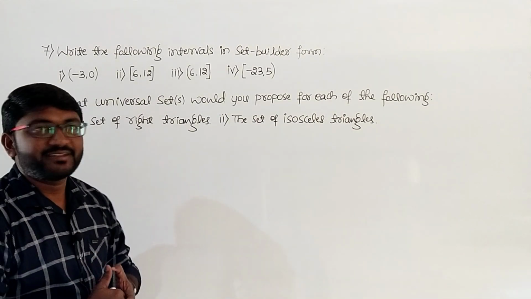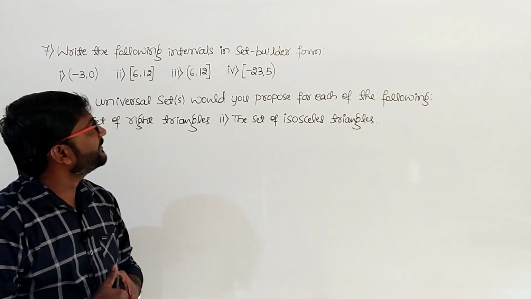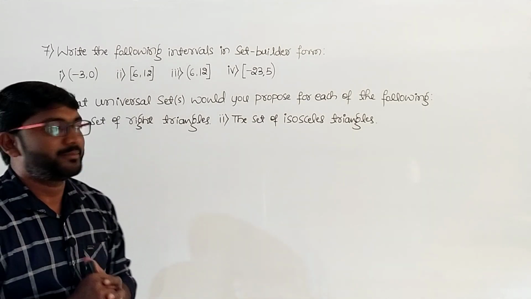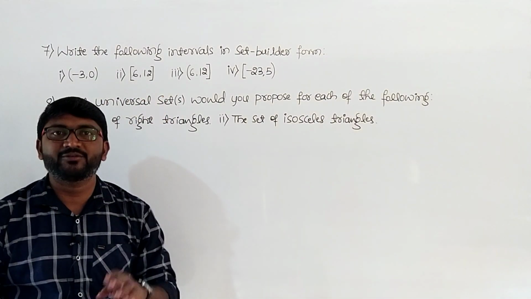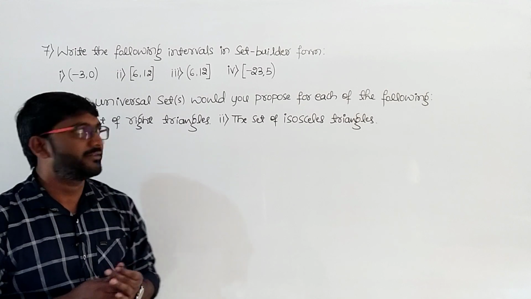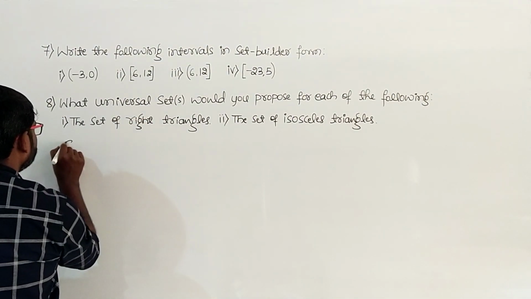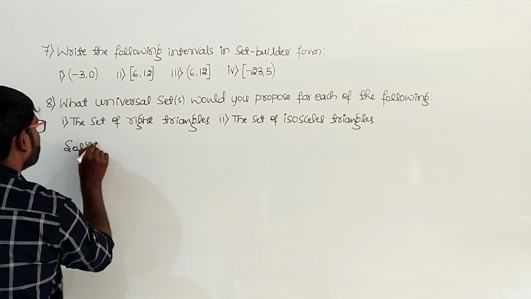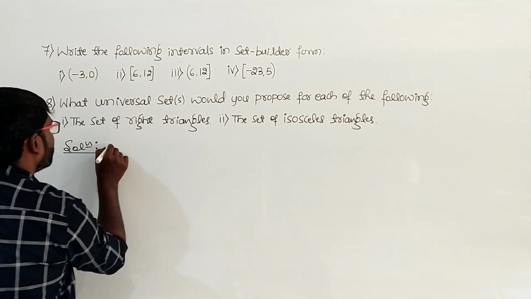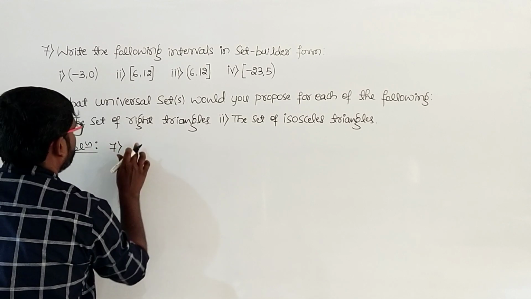Well, the 7th question, it is write the following intervals in set builder form. So he has given the intervals and we will have to write that in the set builder form, and after that we'll take up the 8th question. Let us solve the 7th one. 7th one, it is Roman number 1.